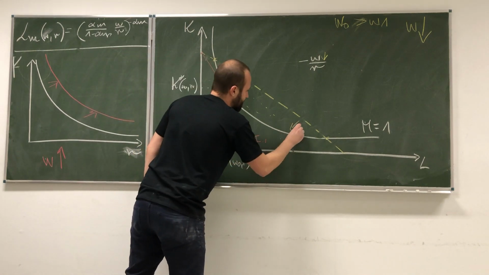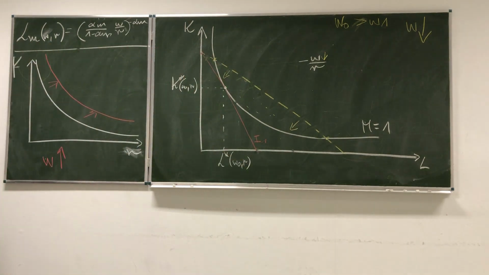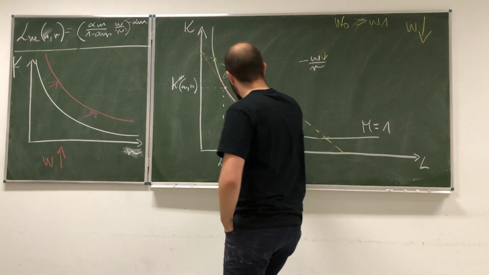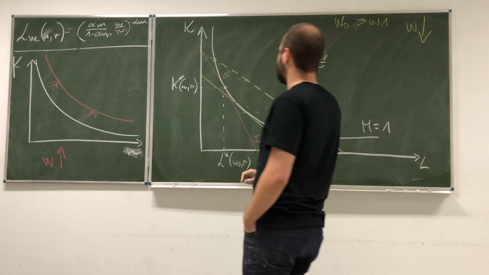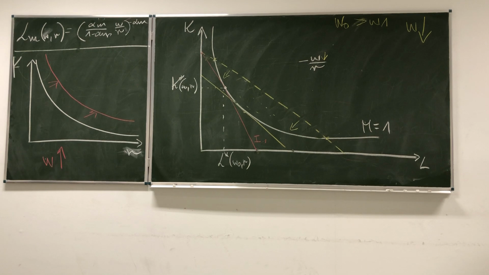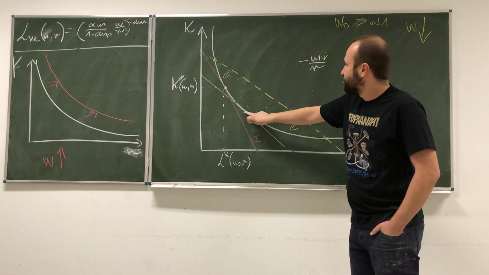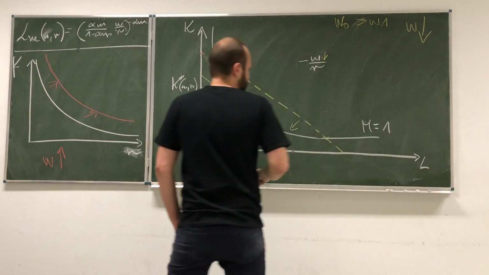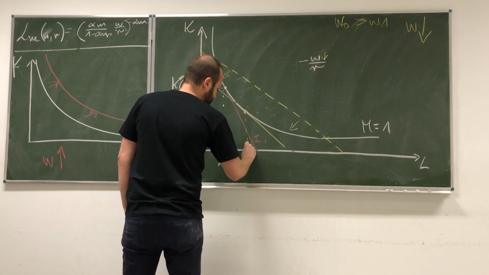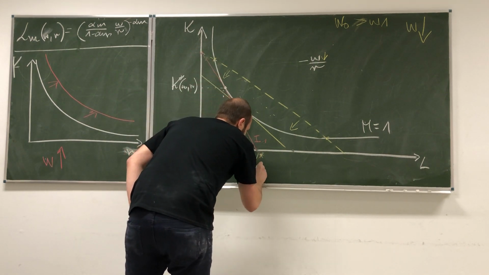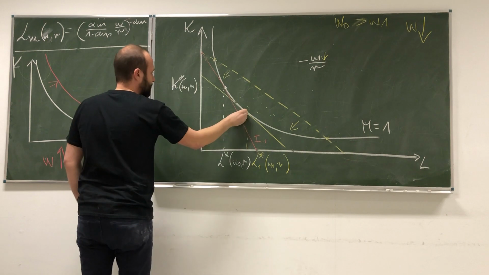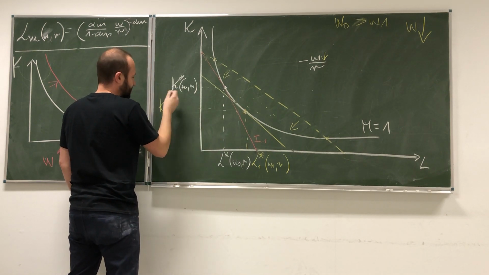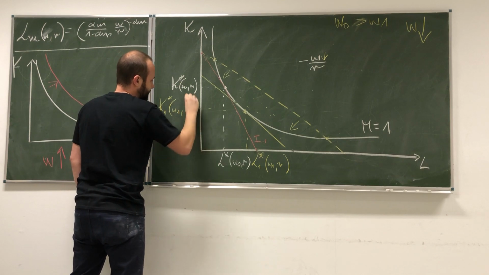So again, we need to move this line over here until we find a point at which this line is tangent to the isoquant in just one place. And look, as a result, we obtain a new optimal level of labor L1 associated with wage W1, and a level of capital K1 associated with wage W1.